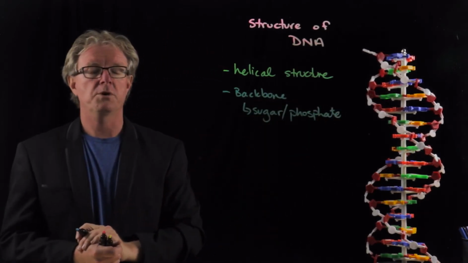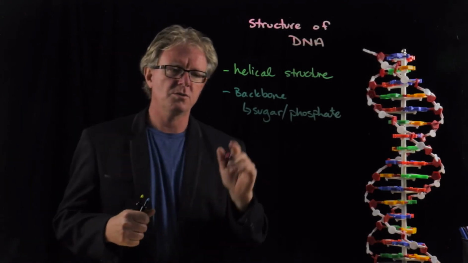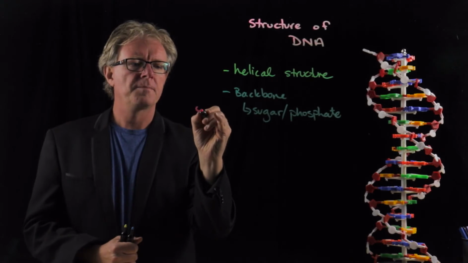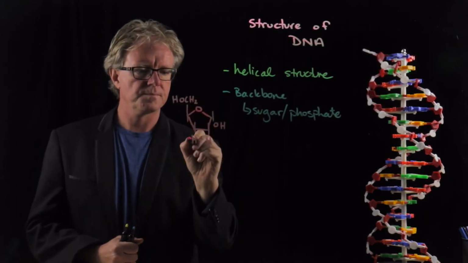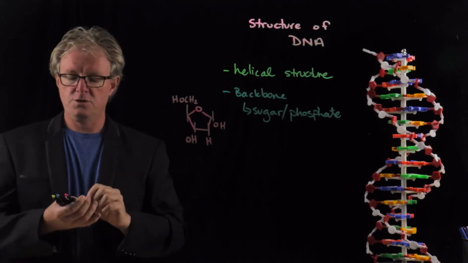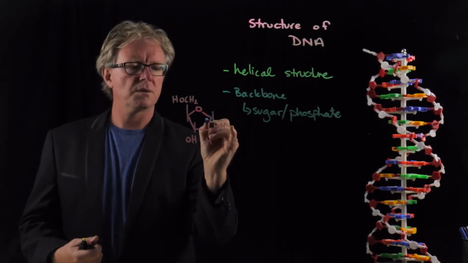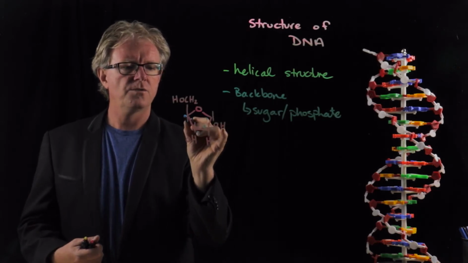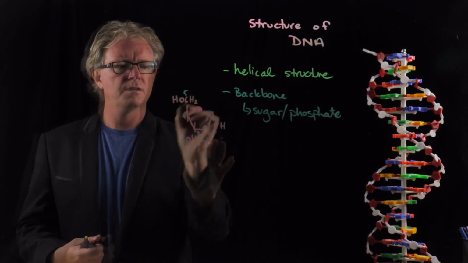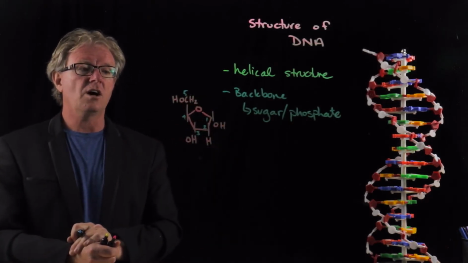sugar phosphate backbone. Now, what is that sugar, I hear you ask? Well, I'm about to tell you. Let me draw the sugar for you. Okay, that's the sugar. Now this particular sugar has 5 carbons, and so we name them 1, 2, 3, 4, and 5. So that's the structure of the ribose, the deoxyribose.